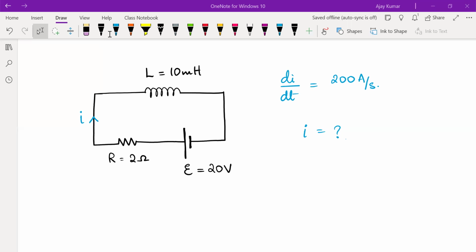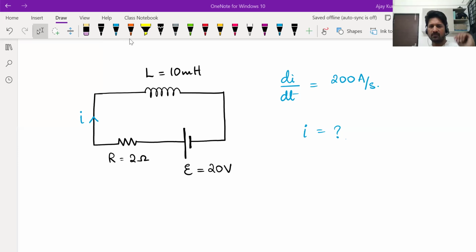Sir, I got the answer as 1.1. Isha, any answer? So 9. Let's see. Rishi, how did you solve? Like, what is the idea you used?